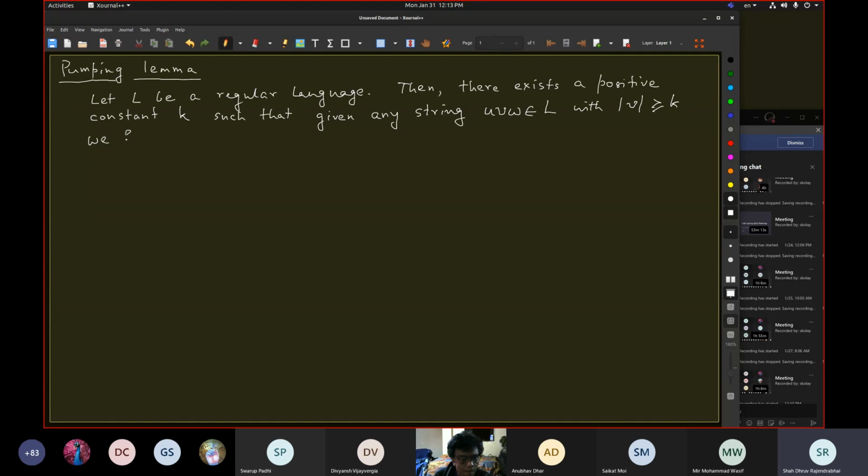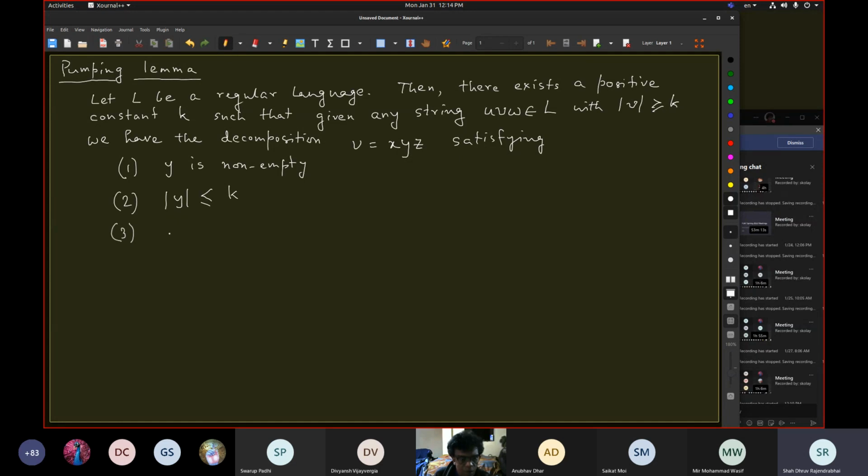the decomposition: V can be broken down in 3 parts, X, Y, Z, satisfying 3 conditions. 1, the middle part, Y, is non-empty. 2, Y is not too long. The length of Y is no bigger than k.